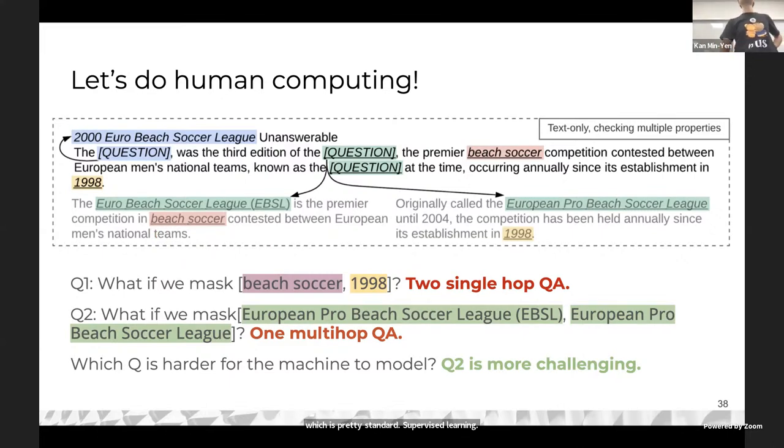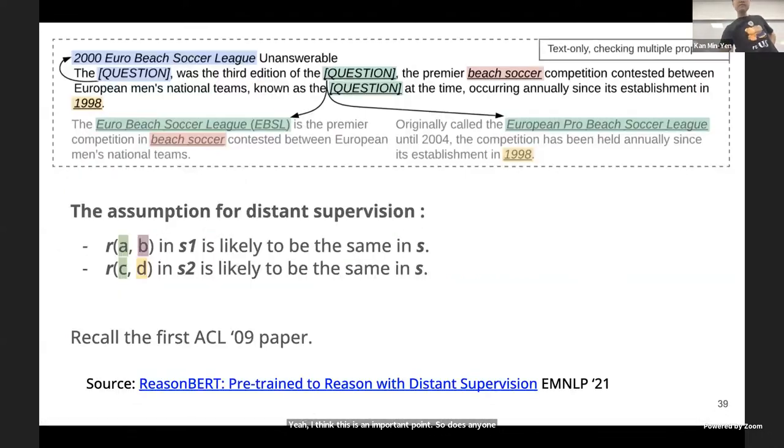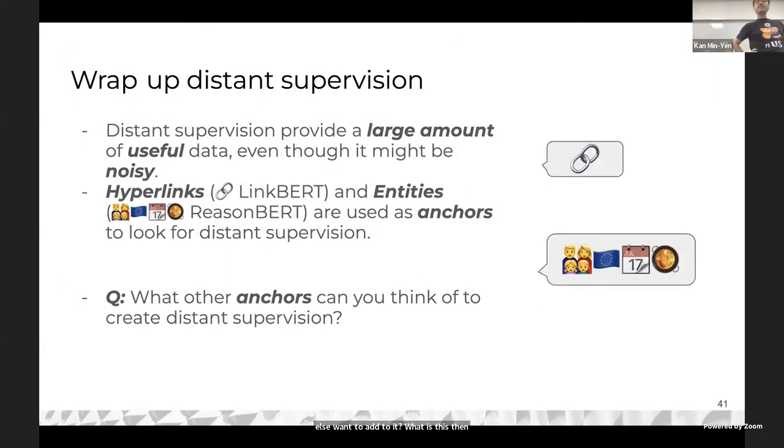Okay. Yeah, I think this is an important point. So does anyone else want to add to it? What is distance supervision? I guess we're going to have that on Kahoot next week.